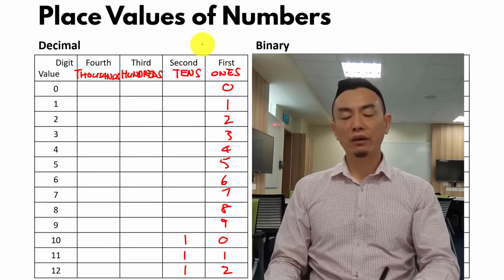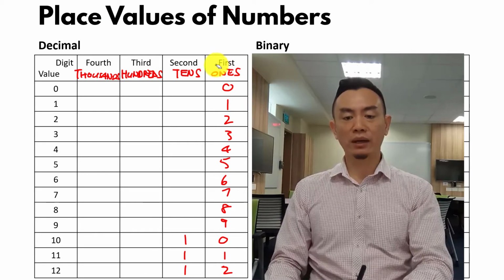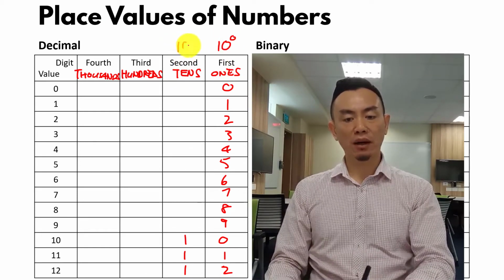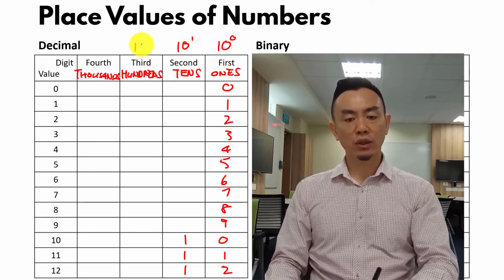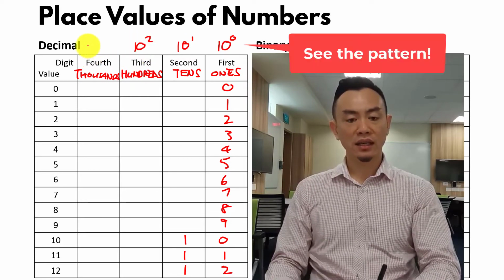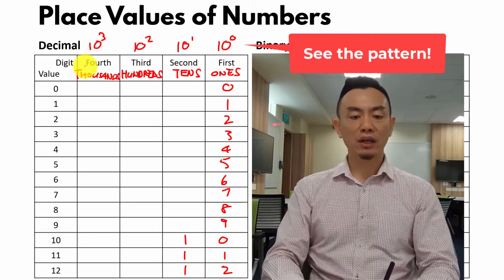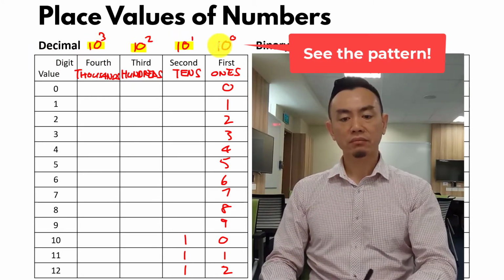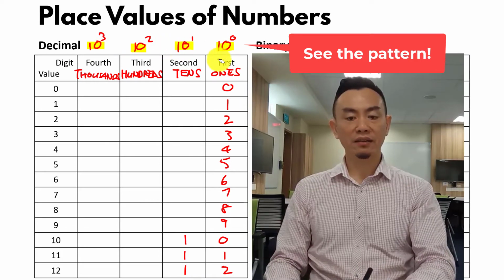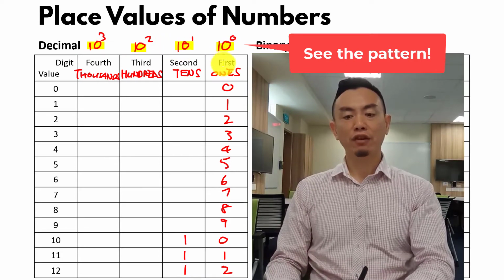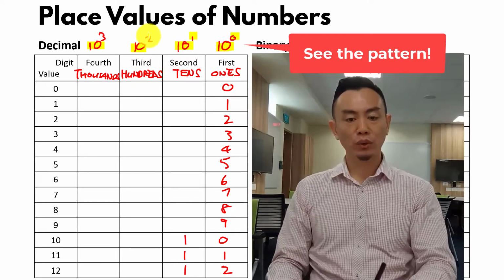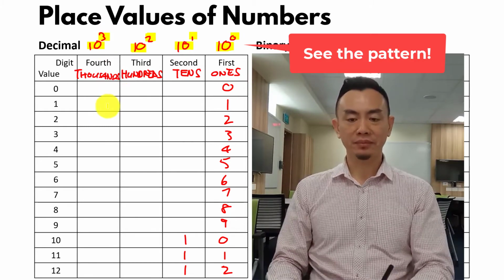Now, we generalize this and say that the ones place is 10 to the power of 0. The tens is 10 to the power of 1. The hundreds is 10 to the power of 2. And the thousands is 10 to the power of 3. All of them, because decimal is a base 10 number, so we see base 10 here. The power will be for the first, second, third, fourth place, right? For the first place, you have power 0. Second place, power 1, third 2, and fourth 3. The power is always 1 less than the place number.